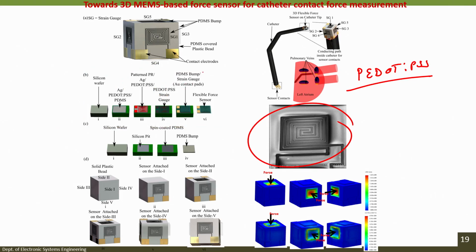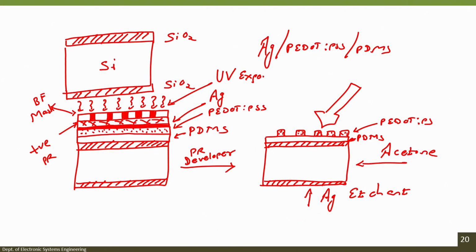Okay. So, once you have the strain gauge, the next step that you see in the schematic is that you have to have a PDMS bump that you attach on the strain gauge. That means, if you go to this slide, you want to have a PDMS bump on the strain gauge, so that this bump will facilitate the transfer of the force that we apply externally to the strain gauge. Alright. So, how can we create this PDMS bump?